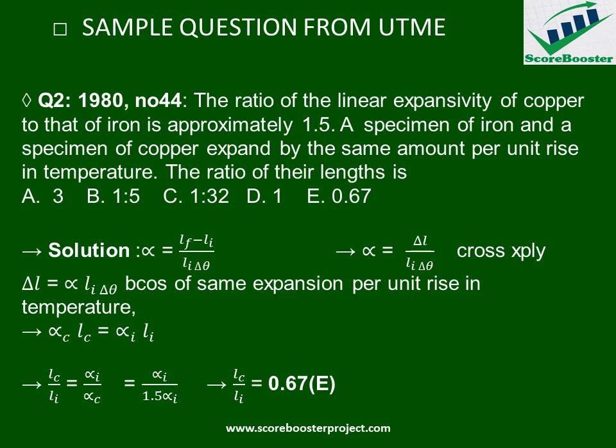that is linear expansivity of copper, times initial length of copper times change in temperature will be equal to the linear expansivity of iron times initial length of iron times change in temperature. But because they said the change in temperature is the same, we are going to cut it out, and we'll be left with alpha C, that is linear expansivity of copper times initial length of copper, equals alpha I, linear expansivity of iron times initial length of iron.